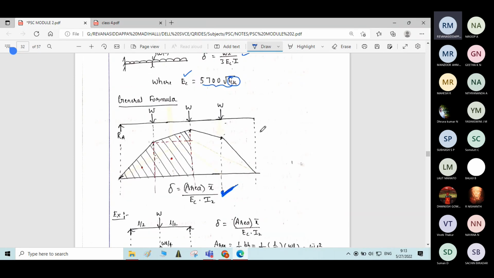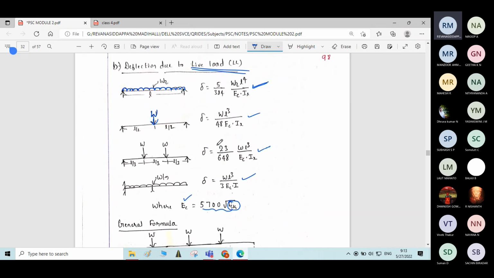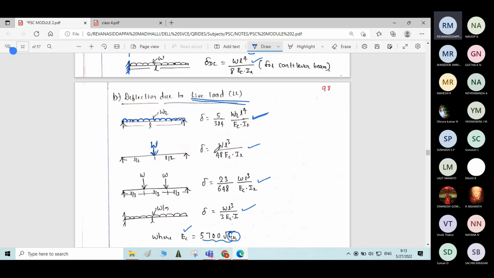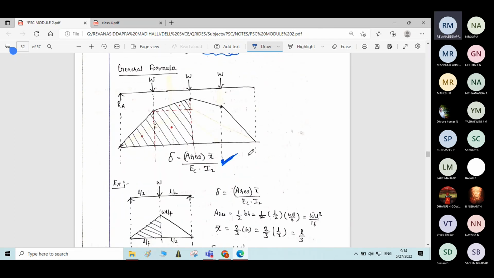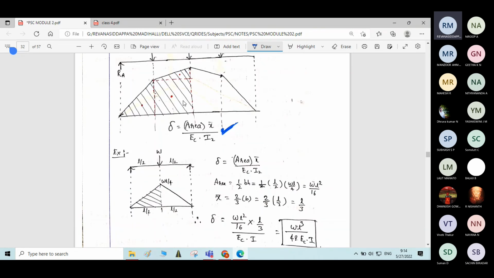For example, if you are not able to remember the formula WL^3 by 48 EC IX, which is the deflection for a beam subjected to concentrated load at the center of span, you can find it by using the generalized formula. How to find? The general formula is delta is equal to area into x bar divided by EC into IX.